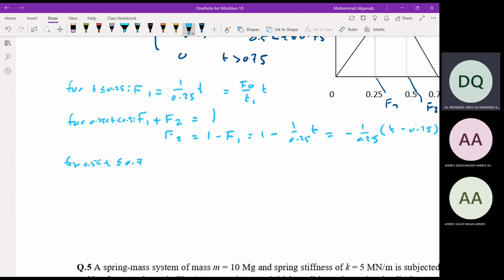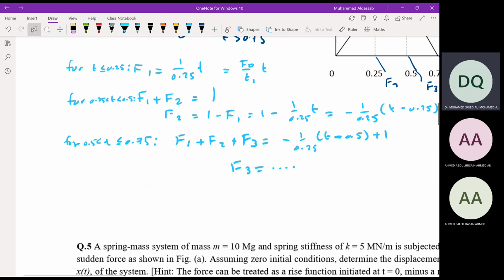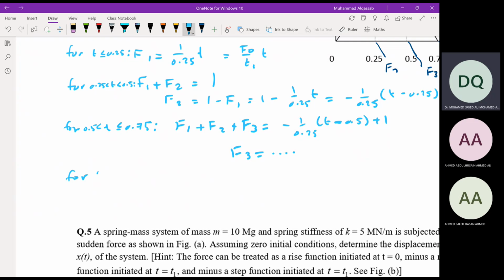Okay, for t greater than 0.5 and less than or equal to 0.75, we have f1 plus f2 plus f3 equal to the third equation of f, which is minus 1 over 0.25 times t minus 0.5 plus 1. And you can find f3 from here. Okay, and then for the last interval, for t greater than 0.75, f1 plus f2 plus f3 plus f4 equal to 0. And you can find f4 from here.